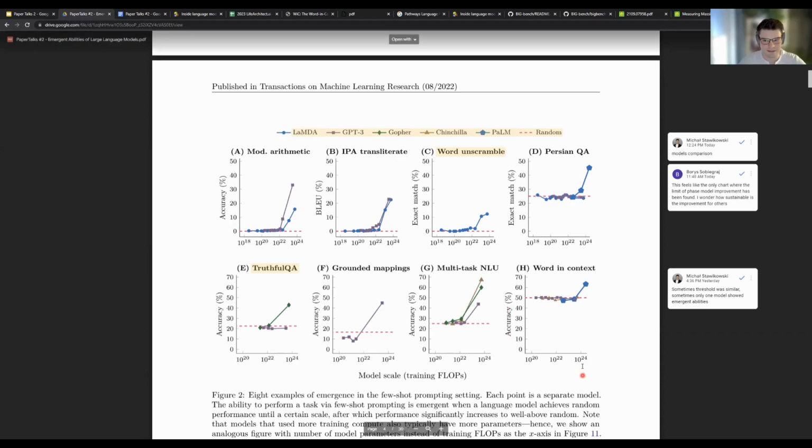Yes, I think that this 10 to the power of 24 is actually the size of the biggest Palm model, and this is the biggest model of all of this they have tried. So probably the Palm is the biggest because they couldn't get anything bigger to work. But yeah, there will be GPT-4 in the near future, so maybe it will be bigger even. But yes, I think that can be connected with that.